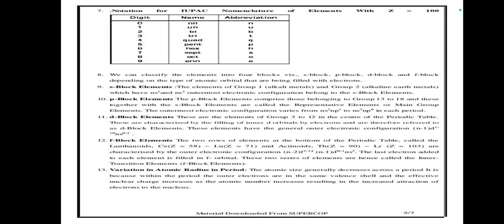D-block elements. These are the elements of groups 3 to 12 in the center of the periodic table. These are characterized by the filling of inner d orbitals by the electrons and are therefore referred to as d-block elements. These elements have the general outer electronic configuration (n-1)d^1-10 ns^0-2.